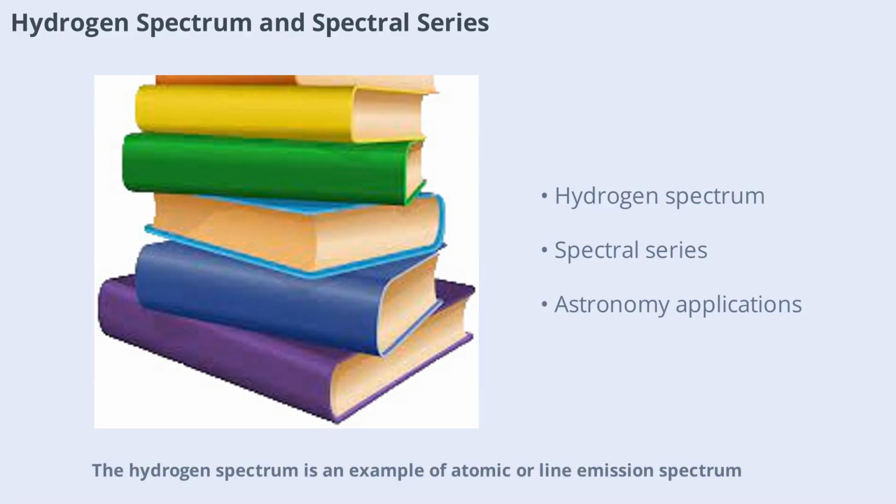Hydrogen spectrum is an example of atomic or line emission spectrum. When hydrogen gas is excited, it emits light showing discontinuous line spectra, including Lyman, Balmer, Paschen, Brackett, Pfund, and Humphreys series. These spectral lines are important in astronomy for detecting hydrogen and calculating redshifts.